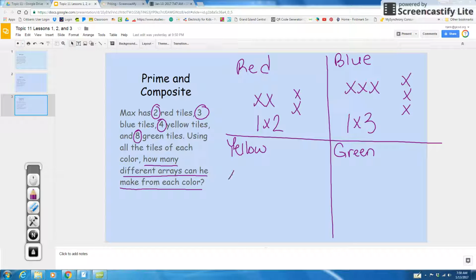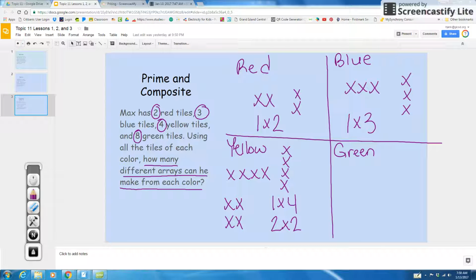Well, I could do 4 this way. I could do 4 this way. But I could also do a 2 by 2. So if I were to list these out, I did a 1 times 4 and a 2 by 2.